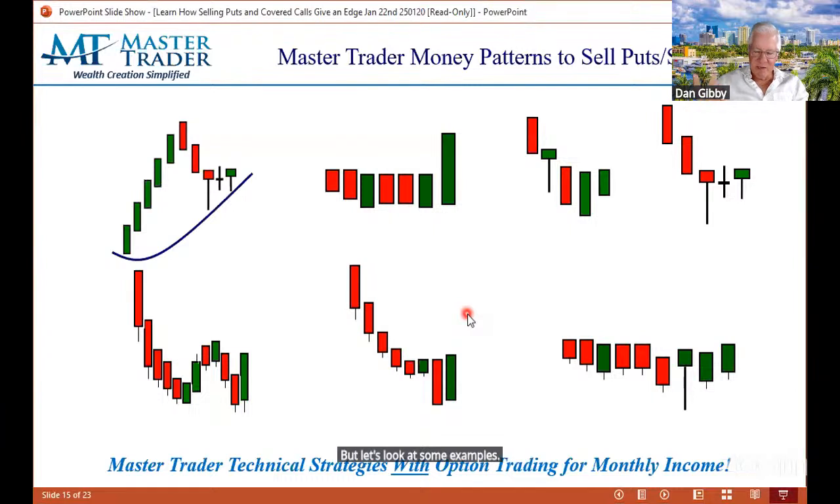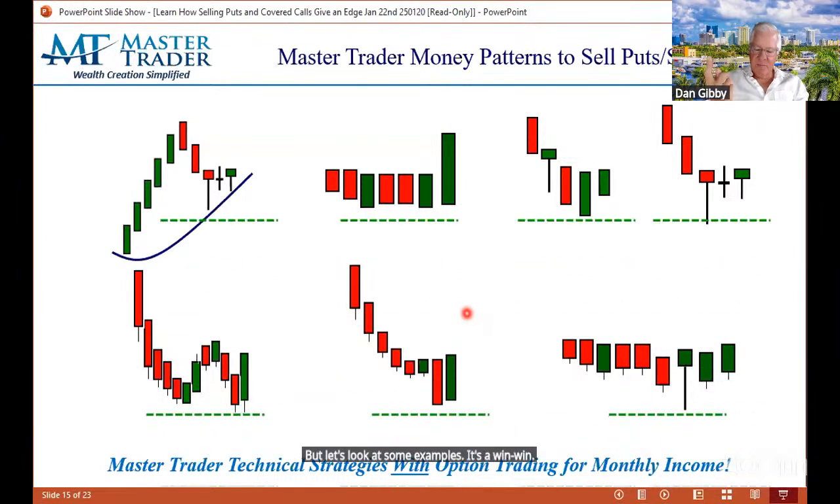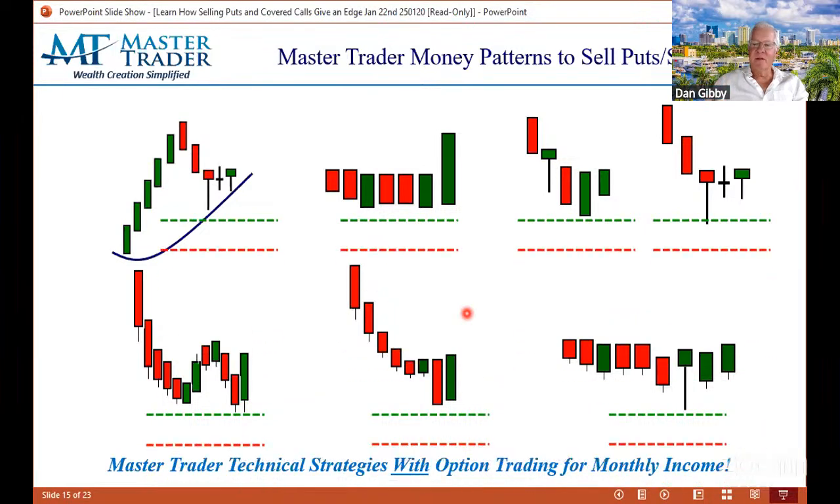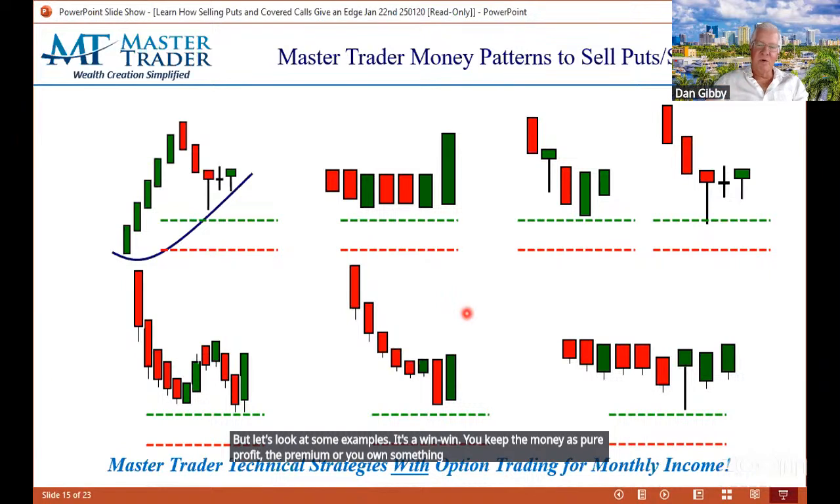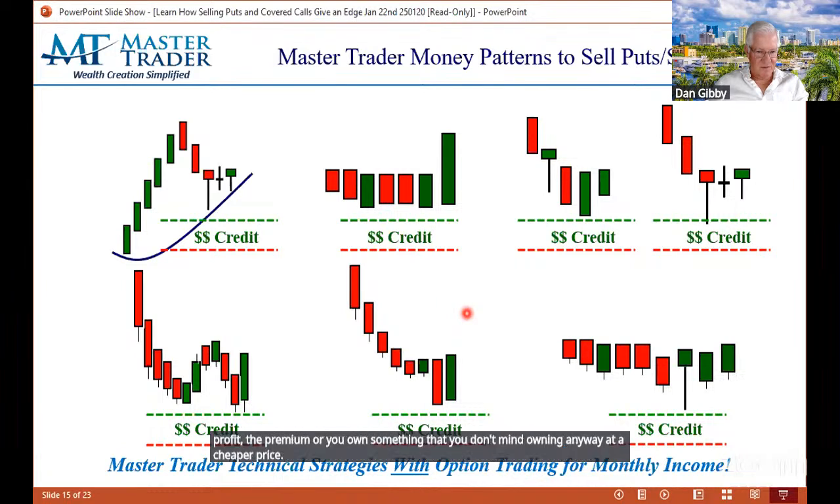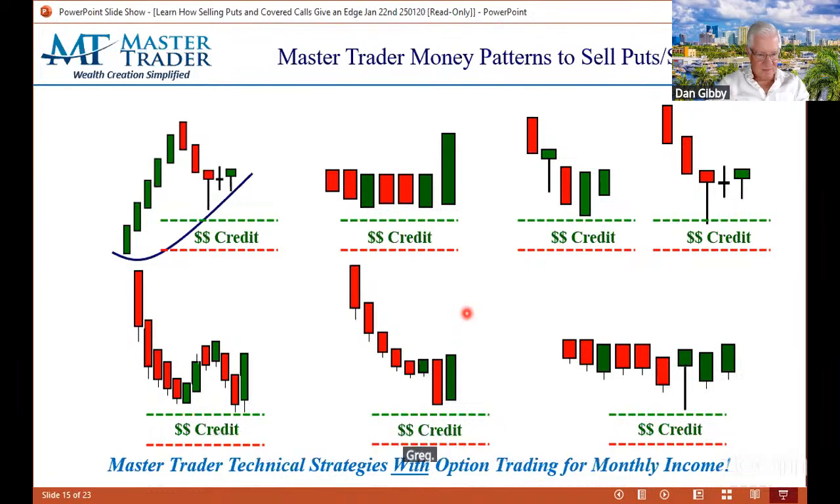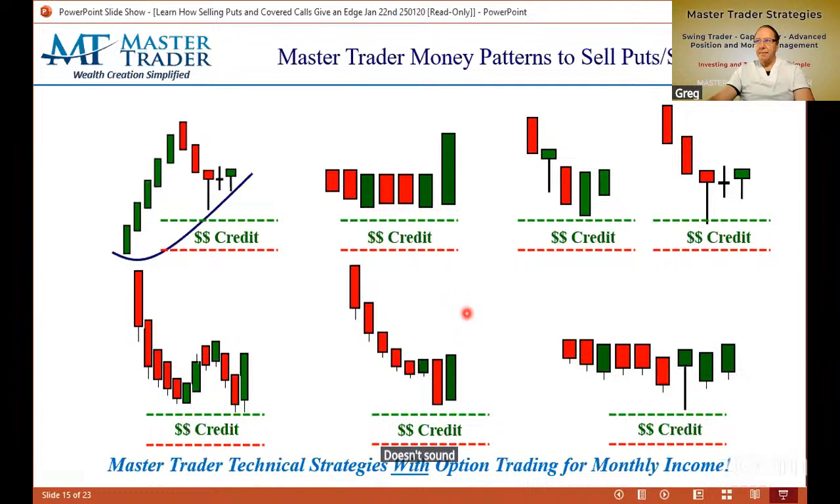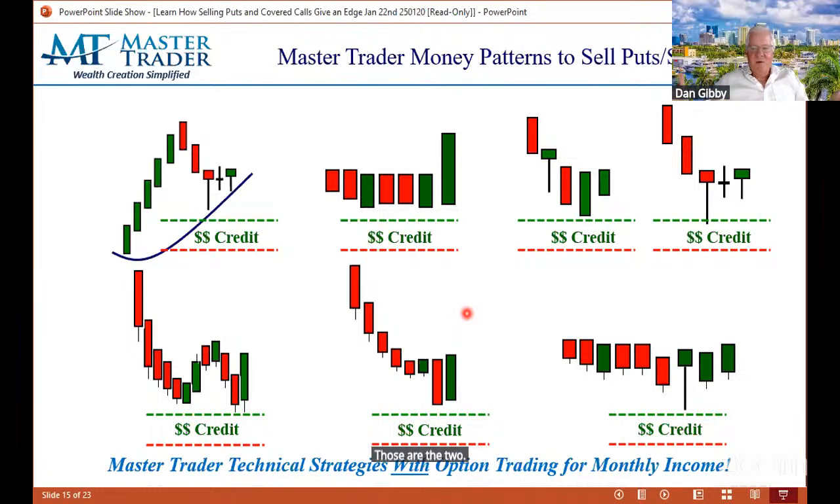It's a win-win. You keep the money as pure profit, the premium, or you own something that you don't mind owning anyway at a cheaper price. Greg, how is that more risky than buying stock? I keep the money, or I buy something at a wholesale price. Doesn't sound risky to me. Those are the two scenarios.